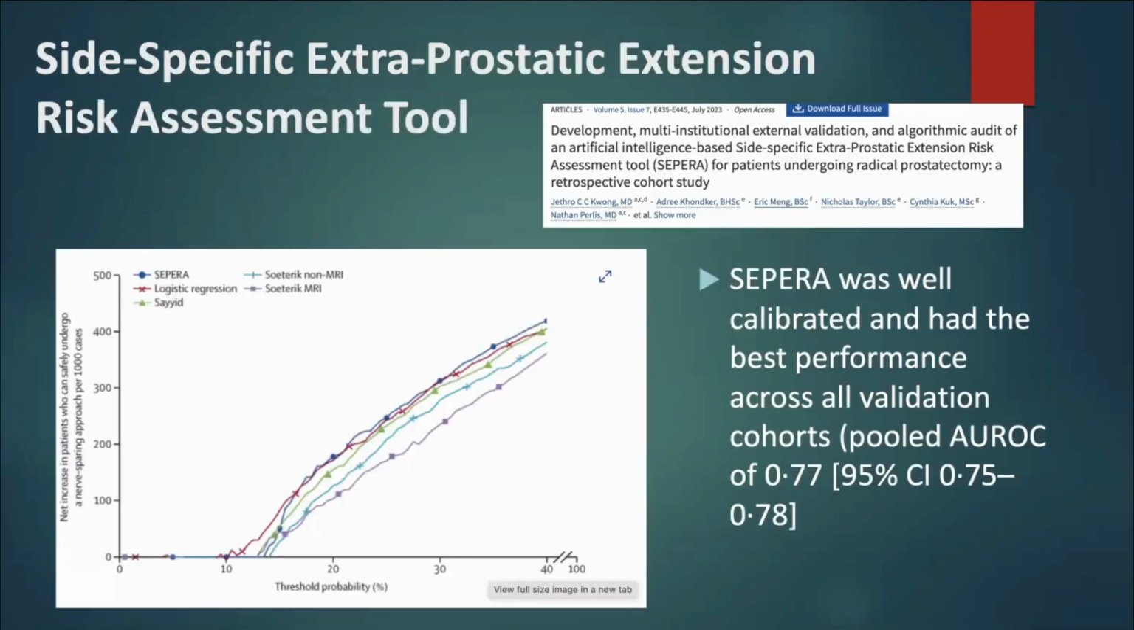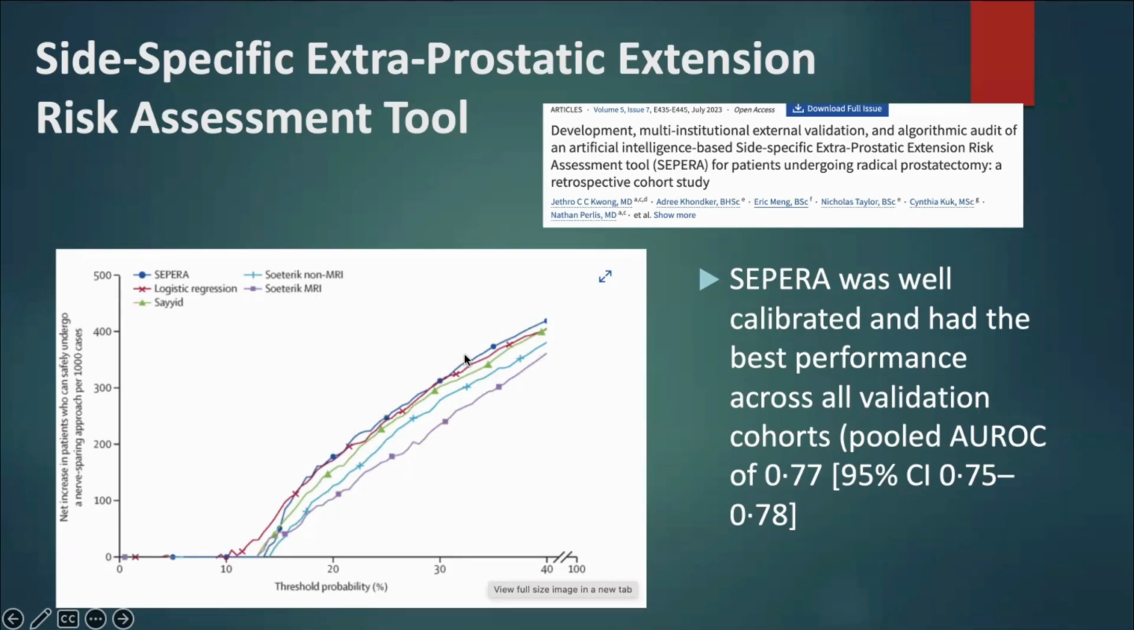So next thing I'll talk about SAPIRA. This is a site-specific extraprostatic extension risk assessment tool, which is basically a model that leverages AI modeling to help predict EPE. And this figure is just taken from their external validity study, which incorporates over 2,000 patients.